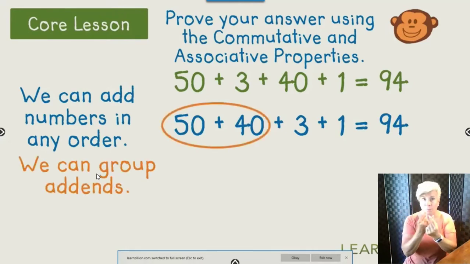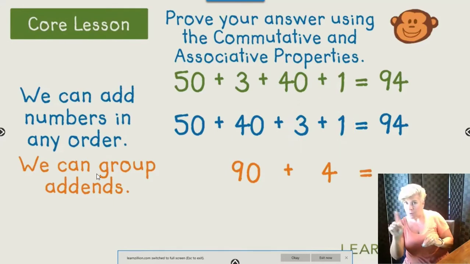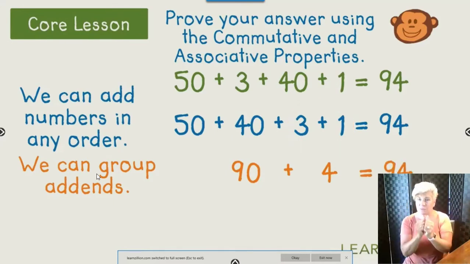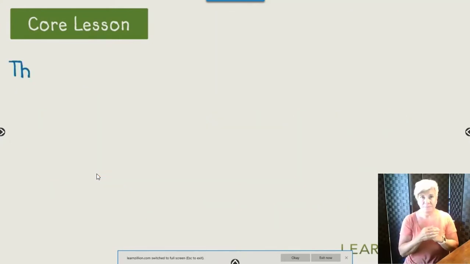If we group 50 plus 40, we get 90. If we group 3 plus 1, we get 4. Add those together, and the answer is 94. They made 94 sandwiches. Here's a different problem.